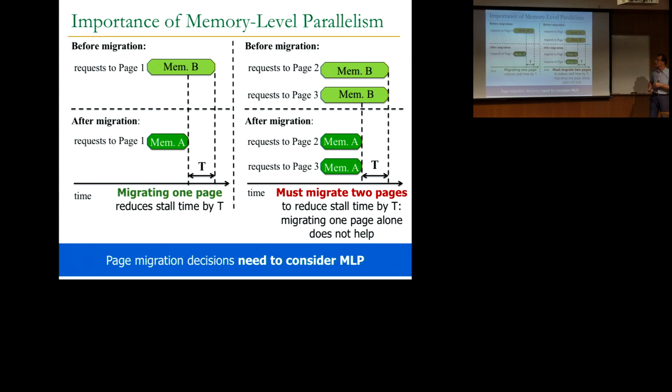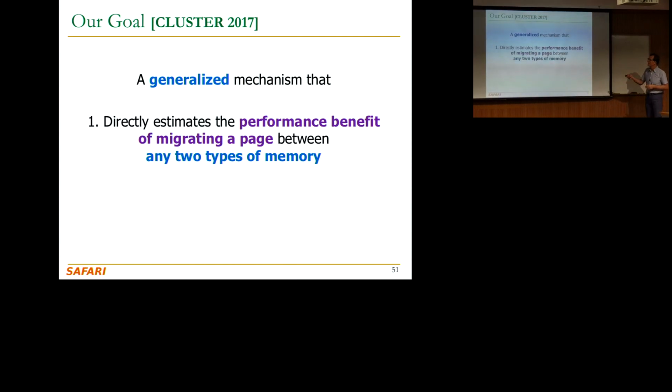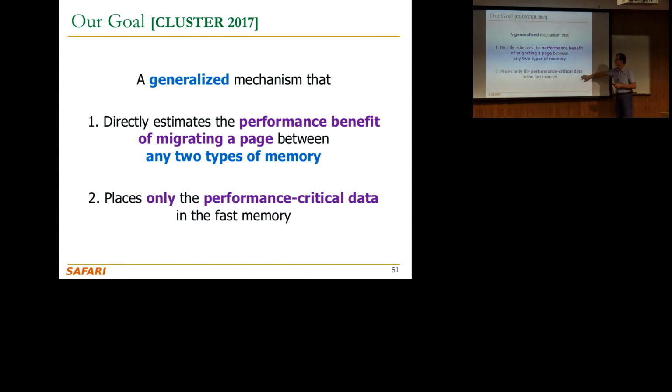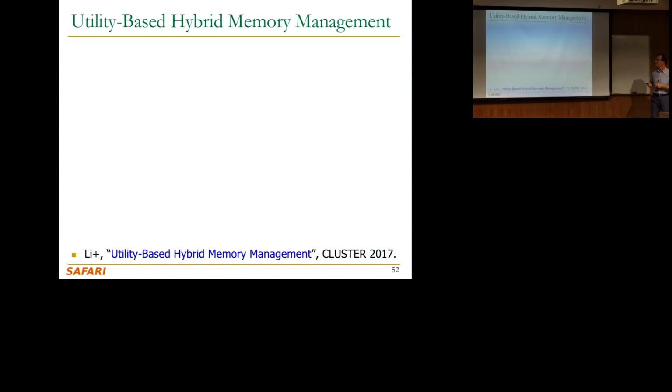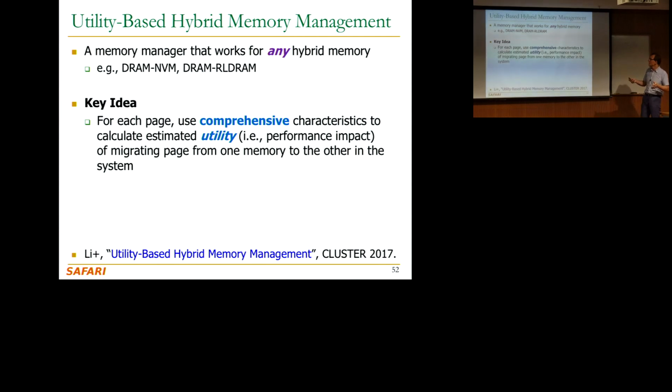Row buffer locality is another important metric that we discussed. So our goal in this paper was to have a generalized mechanism that directly estimates the performance benefit of migrating a page between any 2 types of memory and places only the performance critical data in the fast memory. I'm not going to go into all of the details, but we call this the utility-based hybrid memory management. And we looked at different types of memory in this case. The key idea is for each page, use different characteristics to calculate an estimated utility of migrating the page from one memory to the other, assuming 2 different types of memories. Utility means performance impact, how much performance you will gain, how much you will reduce the stall time of an application, basically.